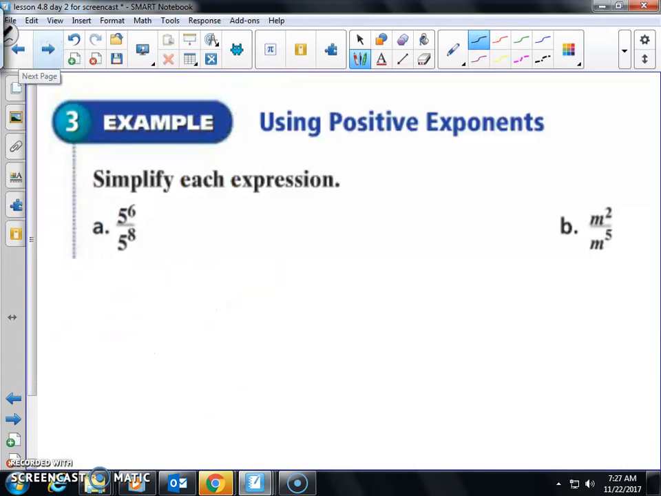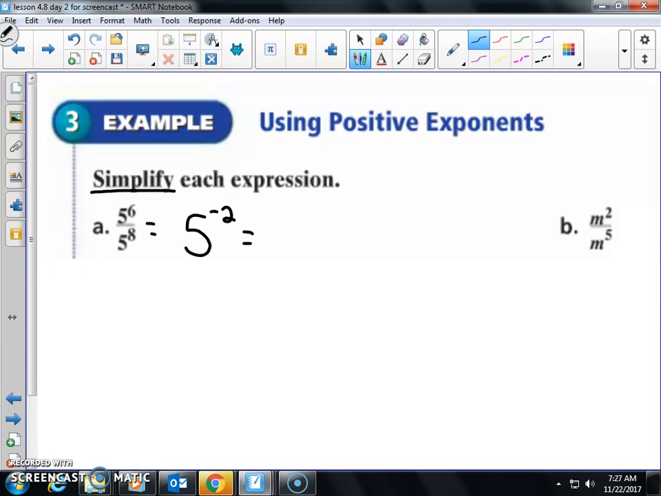So let's look at these two examples. Simplify each expression. Simplify means find an answer if we can. It also means use only positive exponents. So 5 to the 6th power over 5 to the 8th power. The bases are the same. We keep the base of 5, subtract the exponents. 6 minus 8 is -2.